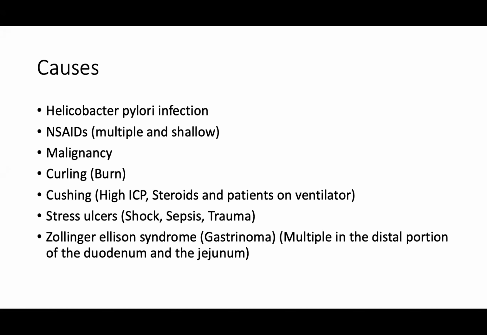ulcer. Another one, also a peculiar name, we call it Cushing ulcer. This will happen if we have increased intracranial pressure or steroids or patients on ventilators. So all the patients in the ICU. The idea is the pathophysiology for increased intracranial pressure is you'll have more vagus stimulation. So the vagus will be overactive, secreting a lot of acetylcholine. Acetylcholine also will promote acid production. I'll show that in the picture in a minute.